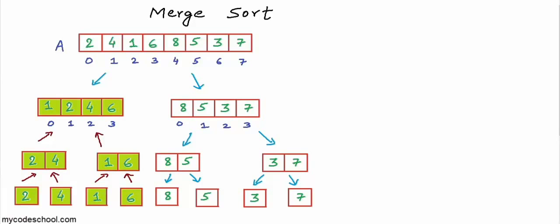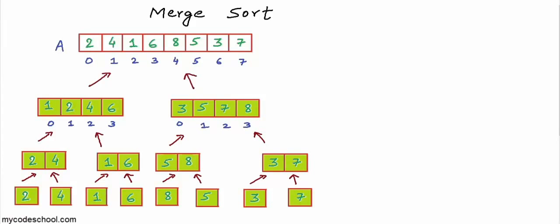Coming to this side, all these sublists with just one element are already sorted, so we will start merging back. Finally these 2 sorted sublists 1, 2, 4, 6 and 3, 5, 7, 8 can be merged back into the original list A. And now let's write pseudocode for this algorithm.